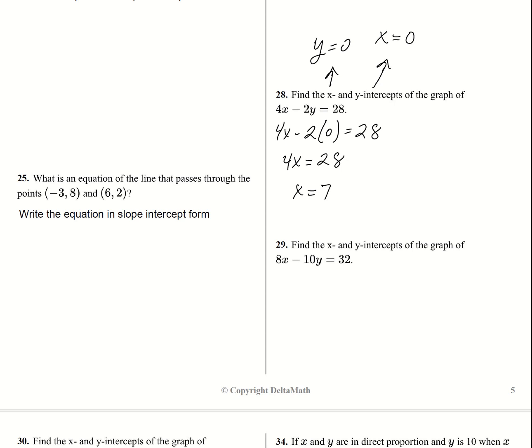Same thing for the y-intercept, except I'm going to put in 0 for x. So I have 4 times 0 minus 2y is equal to 28. 4 times 0 is 0, so negative 2y is equal to 28. I'm going to divide by negative 2 on both sides, and you end up getting y is equal to negative 14.